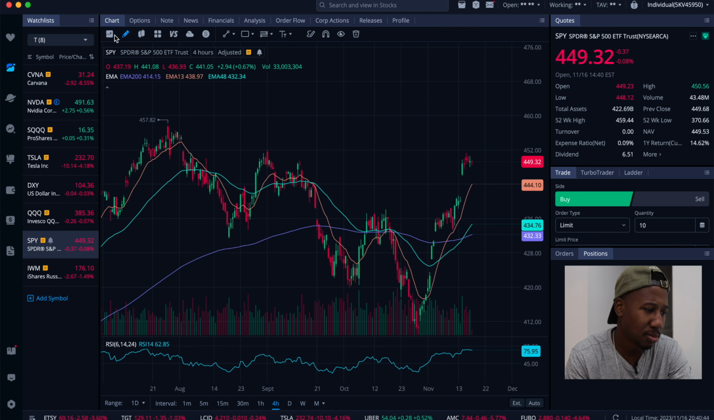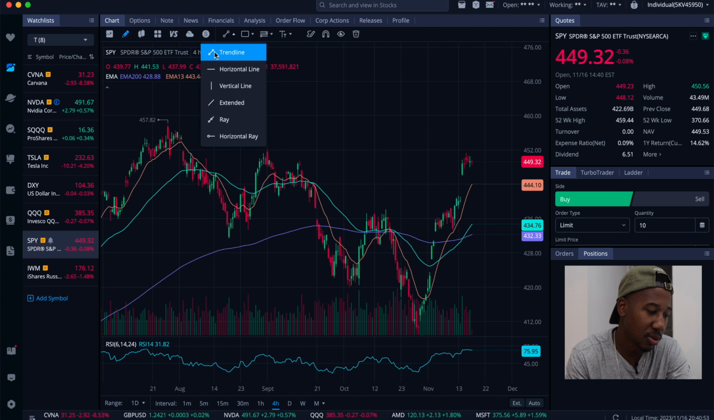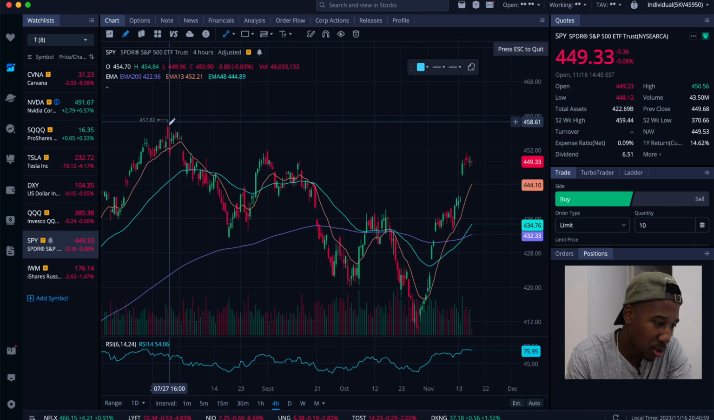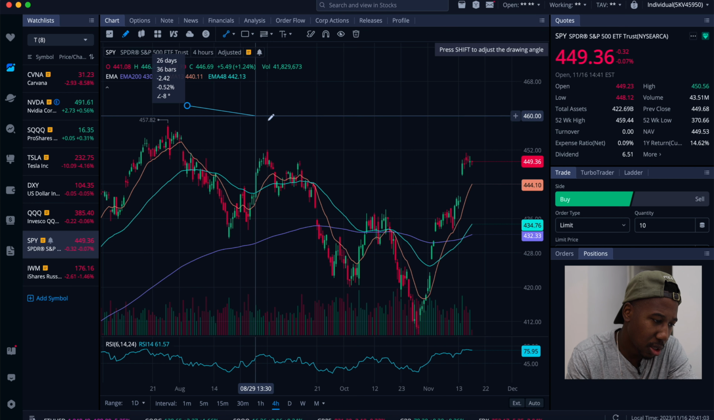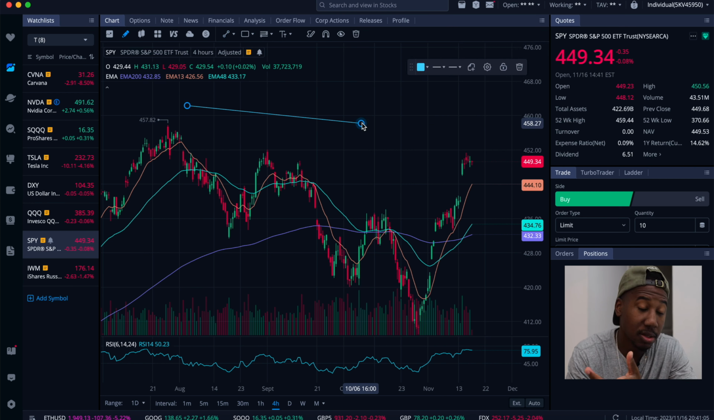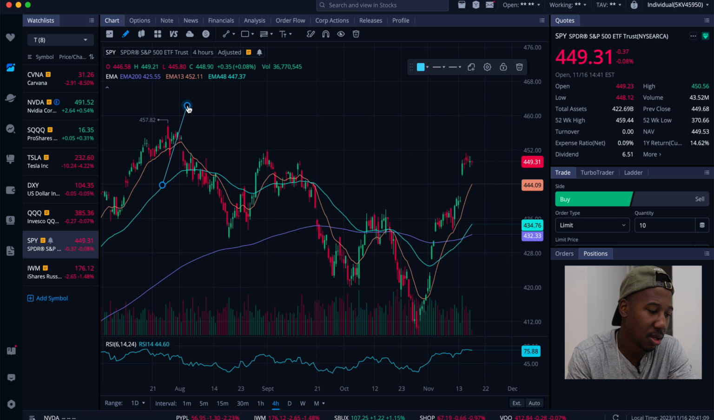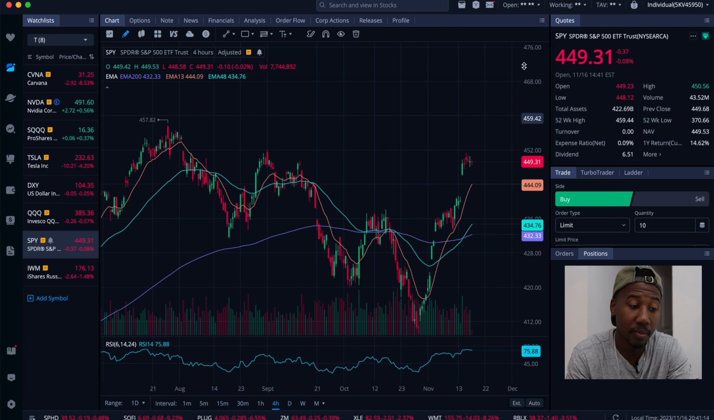Once you do that, you have your different toggles up here. You want to come over to drawings and make sure this one's on the right one. In this case, you want to have it set for trend lines. And just so you know how to use it, one click will be the first point, second click will be the second point, and then you can move this how you want. All right, I'm going to delete that.